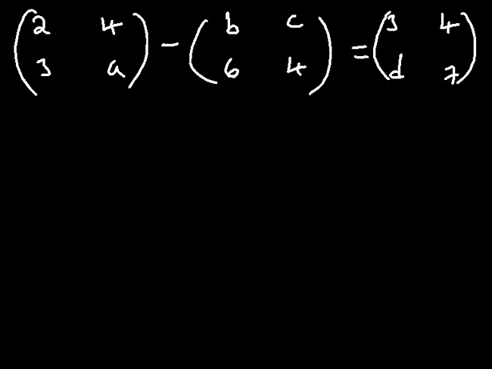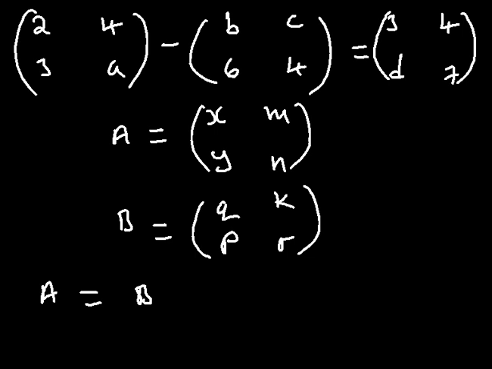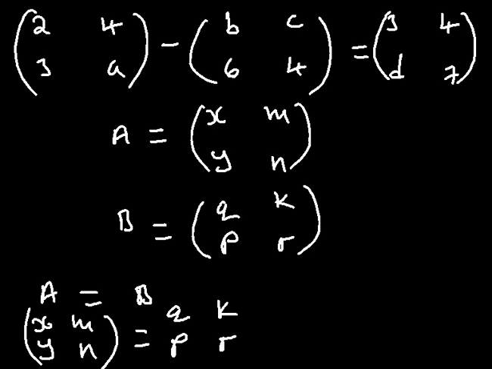Let's say we have the matrix A given as X down Y, M down N. And we have the matrix B given as Q, P, K, R. Now, assuming that the matrix A is the same as the matrix B, what does this mean? This is the same as having the matrix X down Y, M down N, as the same as Q, P, K down R.